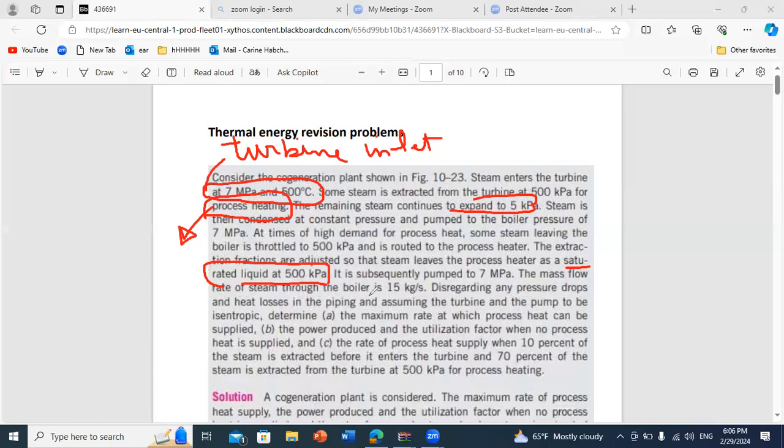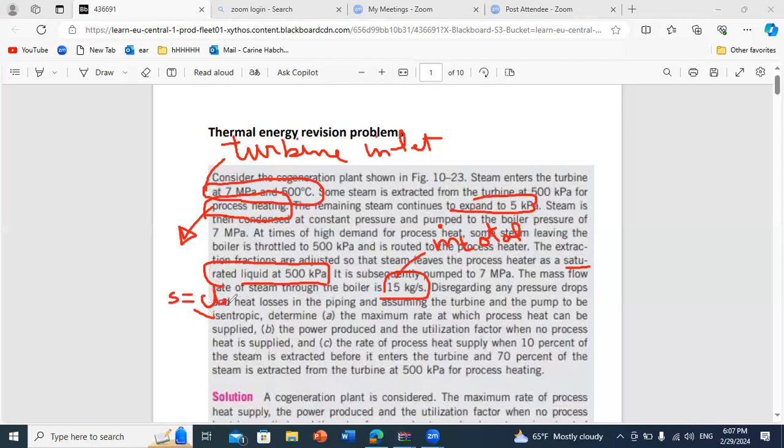The mass flow rate of steam through the boiler is given. So this is the total mass flow rate, m dot total. And this total mass flow rate can be divided into parts depending on what is the percentage of electricity and what is the percentage of process heat that we want to produce. So this is the total mass flow rate circulating in the boiler. Disregarding any pressure drops and heat losses in the piping and assuming the turbine and pump to be isentropic, this means that whenever we say isentropic process, S is constant.